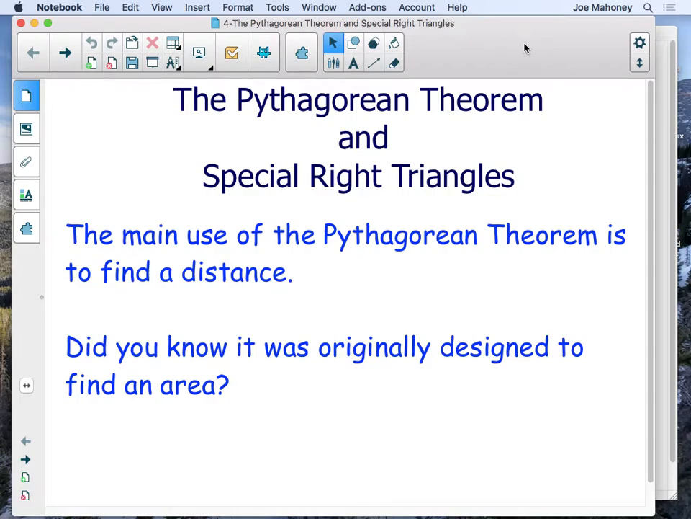Okay, so we're going to take the first half of this lesson on the Pythagorean Theorem, and we'll deal with it here. The other part, the special right triangles, we'll hit in class. So yeah, what we use the Pythagorean Theorem for is to find a distance. Usually it's the length of a side of a right triangle. But did you know that it was originally designed to find an area? I didn't know that. Well, let's maybe talk about some cool things about the Pythagorean Theorem.